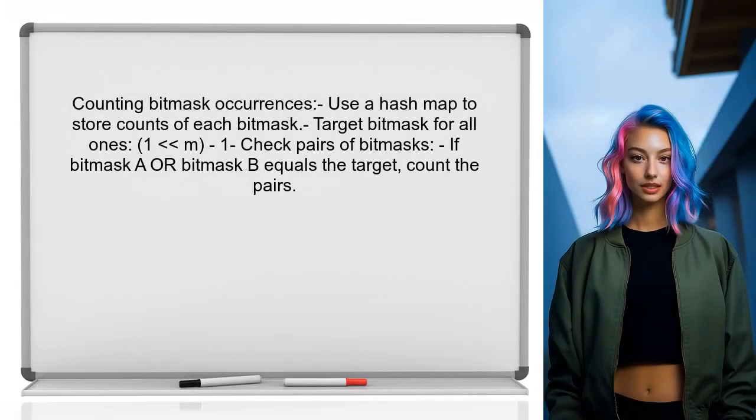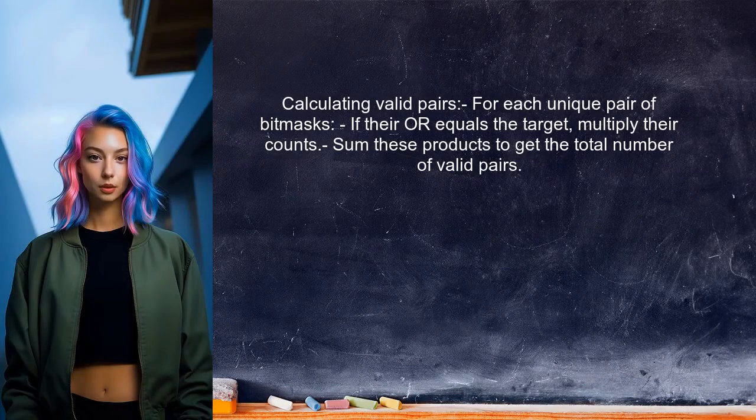After generating the bit masks, the user should count how many times each bit mask appears. This can be done using a hash map. The user will then need to check pairs of these bit masks to see if their OR equals the target bit mask, which is all ones. Finally, the user should calculate the number of valid pairs. For each unique pair of bit masks that meet the criteria, the user can multiply their counts to get the total number of valid row pairs.